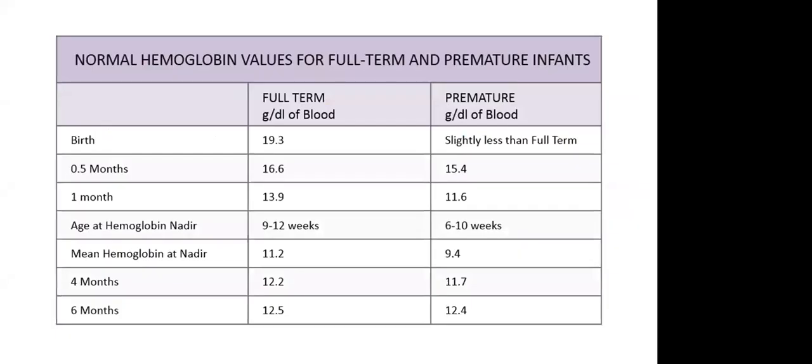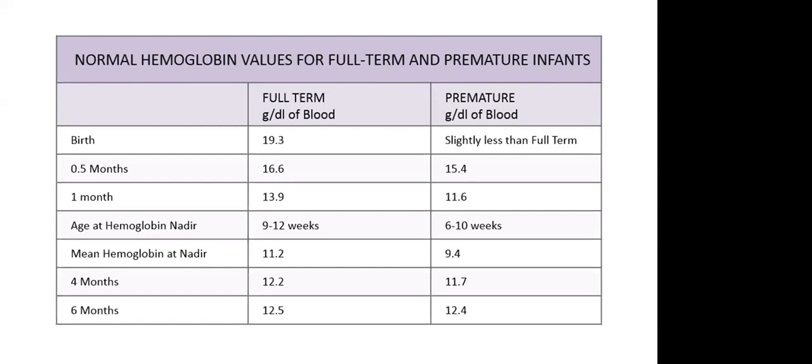So next. This is a table showing the normal values for hemoglobin in full-term and premature infants. We'll start off with the term infant first, which is the second column. At birth, the normal hemoglobin level would be 19.3. Then as you go along, you can see a decreasing trend of the hemoglobin. By 9 to 12 weeks, the hemoglobin level will be at its lowest. This is called the nadir point, where the hemoglobin will be 11.2. After the nadir point, up to 6 months, you can see an increasing trend of the hemoglobin levels.